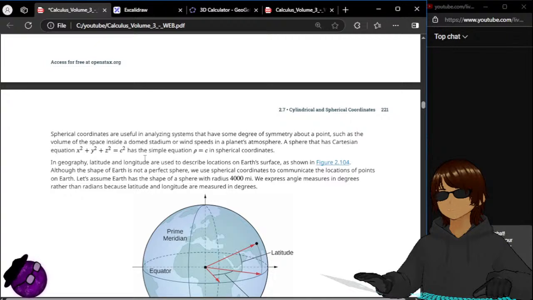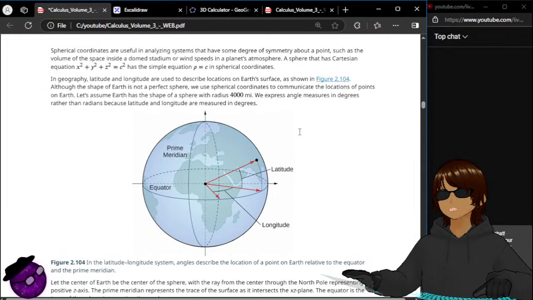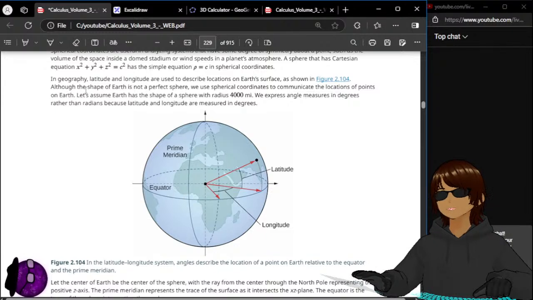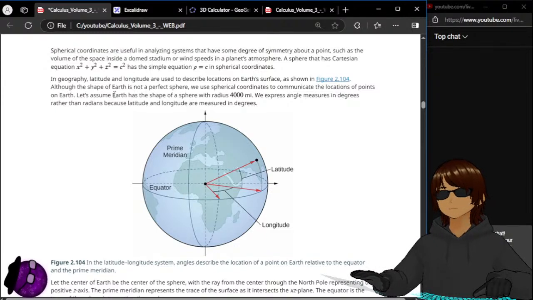In geography, latitude and longitude are used to describe location on Earth's surface, as shown in figure 2.104. Although the shape of Earth is not a perfect sphere, we use spherical coordinates to communicate the location of points on Earth. Let's assume Earth has the shape of a sphere with radius 4,000 miles. We express angle measures in degrees rather than radians because latitude and longitude are measured in degrees.